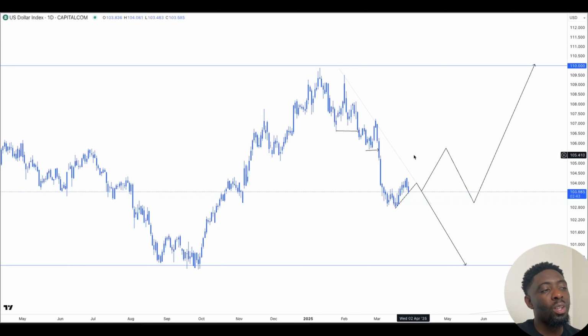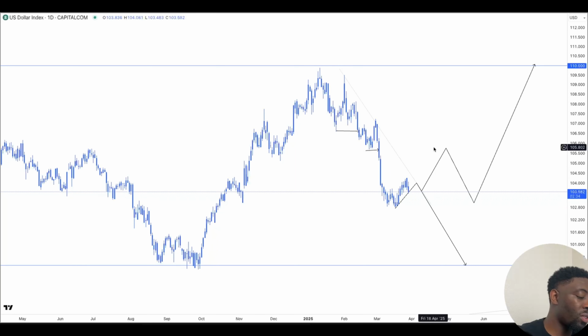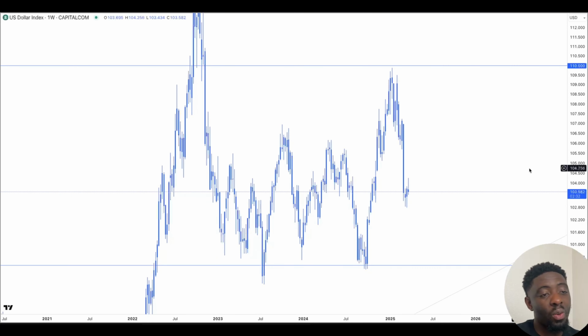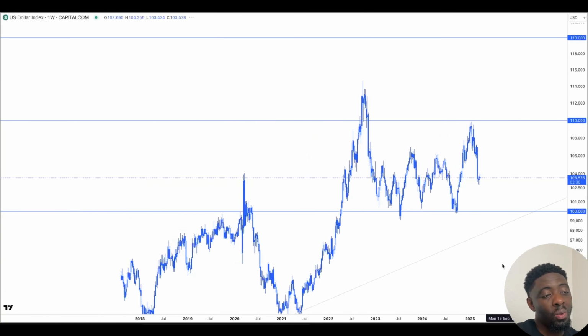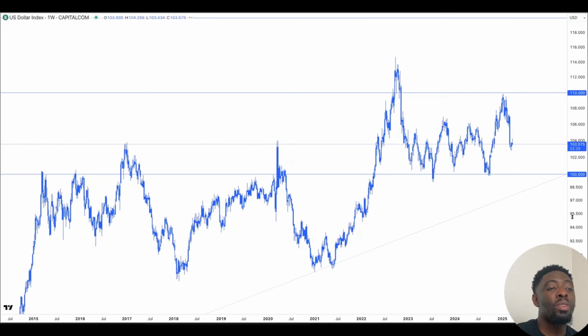So that's what I'm looking at on the DXY, and I don't have to go to lower time frames. I said this already. Looking at where prices are currently, let's say you're looking at this on the weekly time frame, you sit on really higher time frame movements right now.